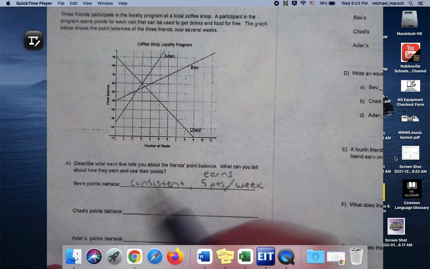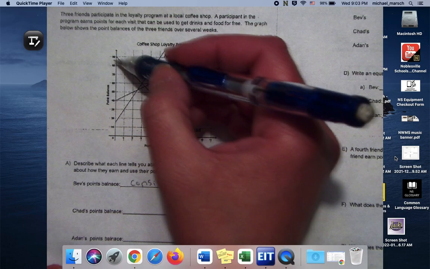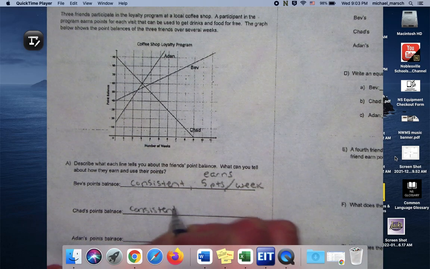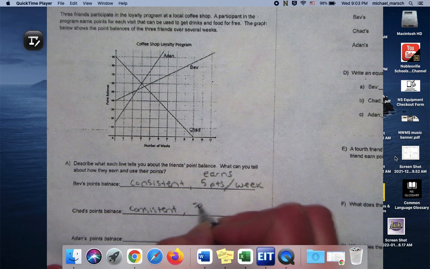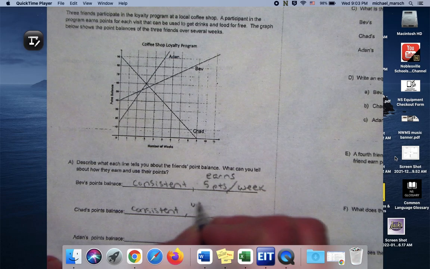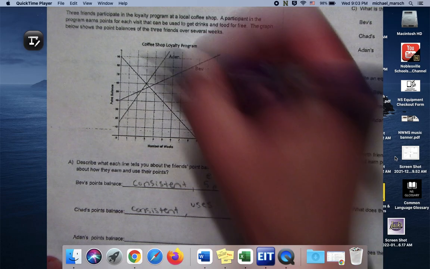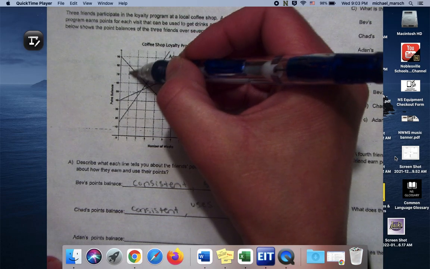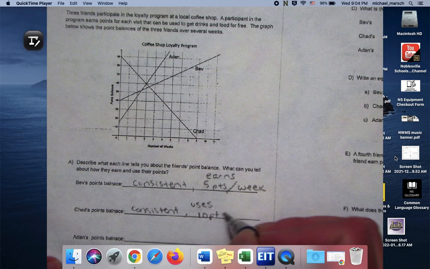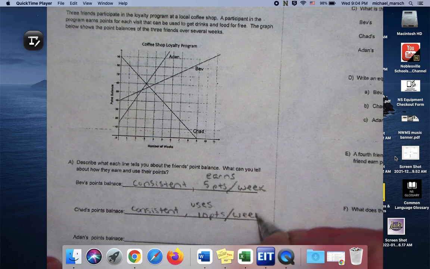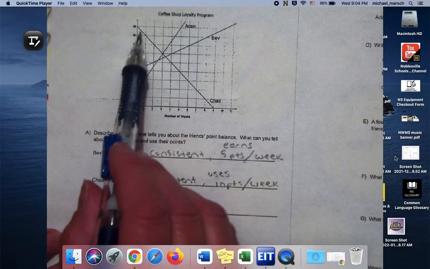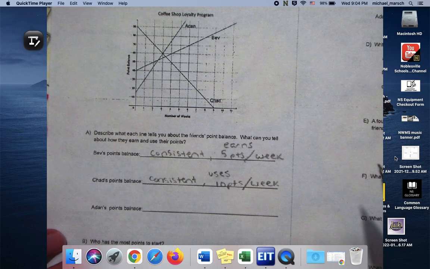Chad's point balance is also consistent, but he spends, or we'll put uses, because he's not really spending anything. He uses, looks like he's using 10 points per week. Okay, so that's a little different. So maybe he stopped purchasing things and he's just going through and using his points that he has left over.